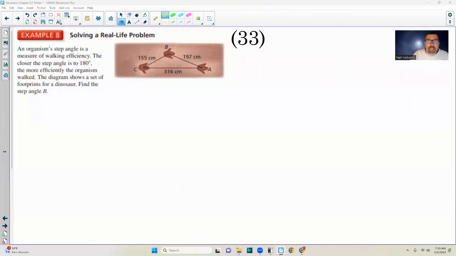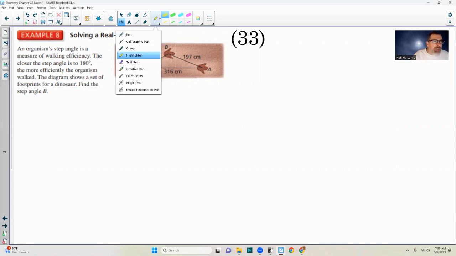Okay, example 8, count them, 8. Wow. All right, solving a real life problem. An organism's step angle is a measure of walking efficiency. The closer the step angle is to 180 degrees, the more efficiently the organism walked. The diagram shows a set of footprints for a dinosaur. Find the step angle B.